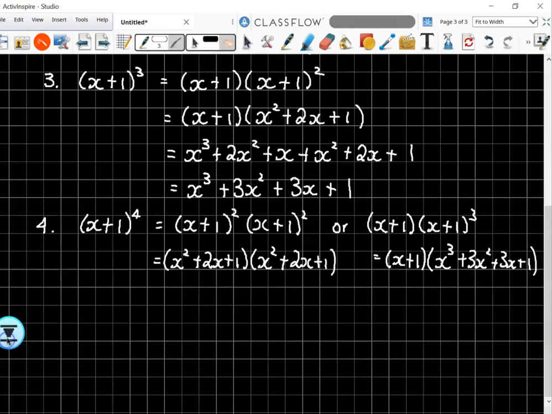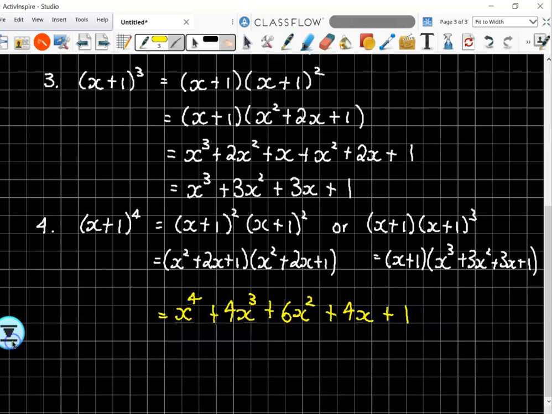We often say that maths is all about patterns, and I can now, instead of doing all of this expansion, do this pretty quickly. I know the expansion is going to be x to the power of 4 plus 4x to the power of 3 plus 6x squared plus 4x plus 1. Is that what you got?